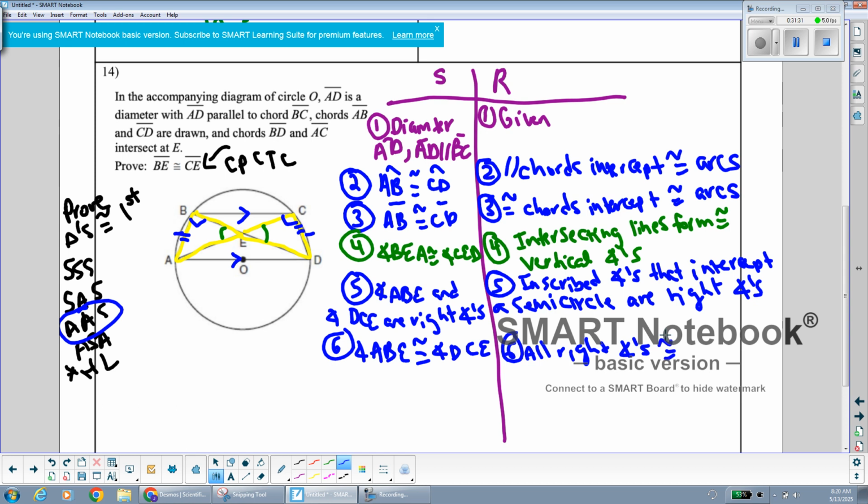And so now in our proof, we have the S that we were using for angle-angle-side. We have one of the A's, and now we have our last A. So everything we need is in here. We can now say that the triangles are congruent.